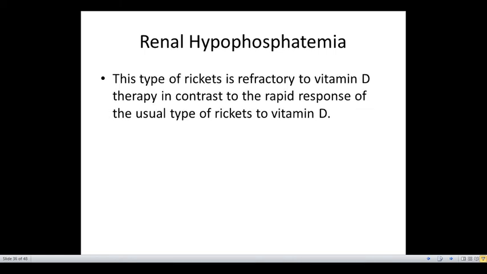So here keep in mind that this type of rickets is refractory to vitamin D therapy, because this is not because of vitamin D deficiency, in contrast to the rapid response of the usual type of rickets to vitamin D.